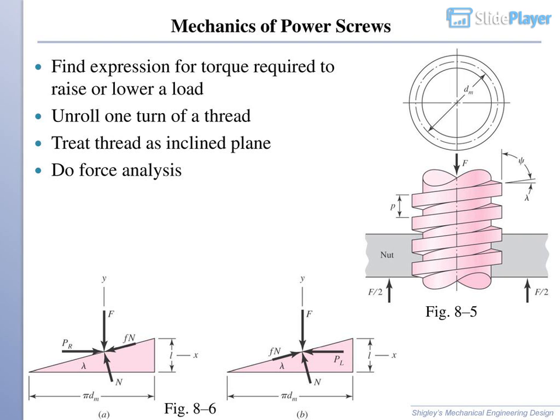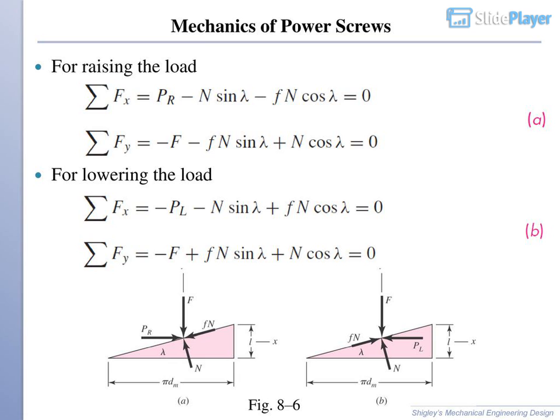Mechanics of power screws. Find an expression for the torque required to raise or lower a load. Unroll one turn of a thread and treat the thread as an inclined plane. Do a force analysis, Figures 8.5 and 8.6. For raising the load, and for lowering the load.